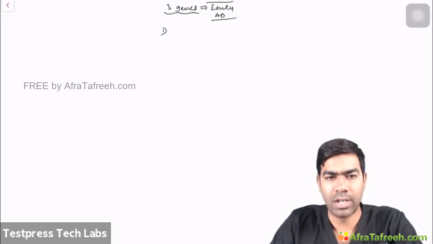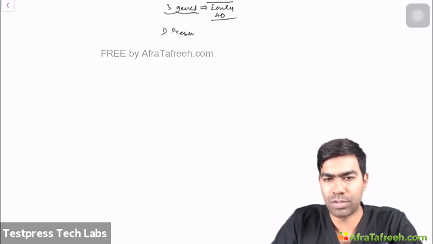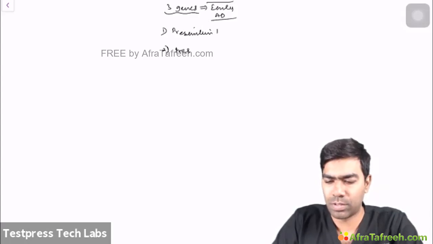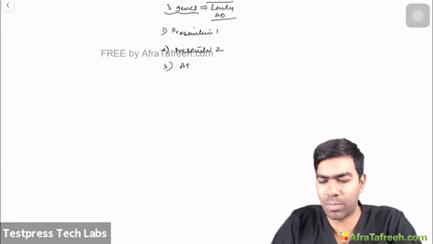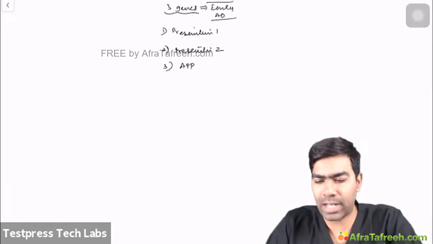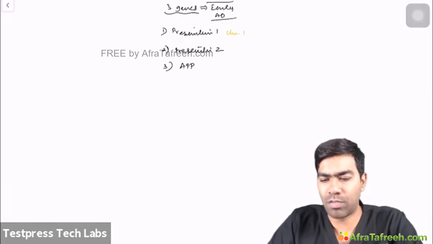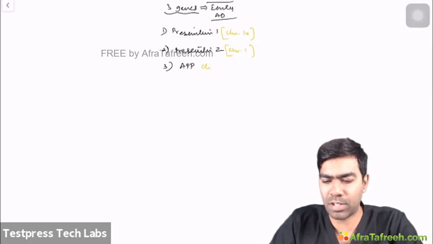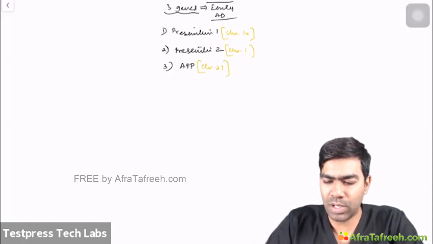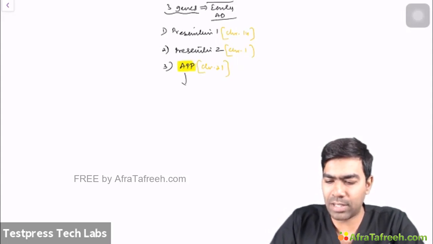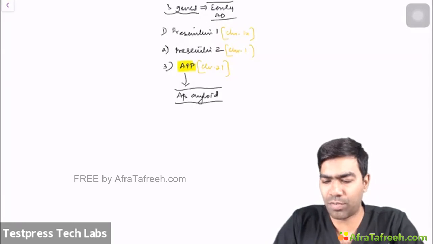One is going to be presenilin 1, of course. And we have presenilin 2. And the third one, we have something called APP, that is amyloid precursor protein. And remember that presenilin 1 is present in chromosome number 14, presenilin 2 is present in chromosome number 1, and APP is present in chromosome number 21. Remember, this APP is the one that's going to serve as a precursor for the production of A beta amyloid.